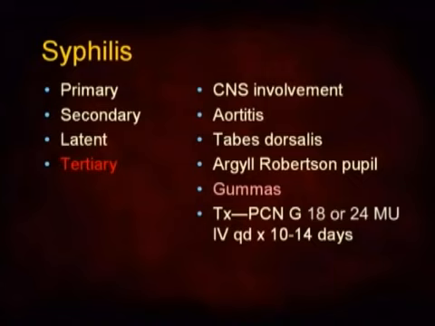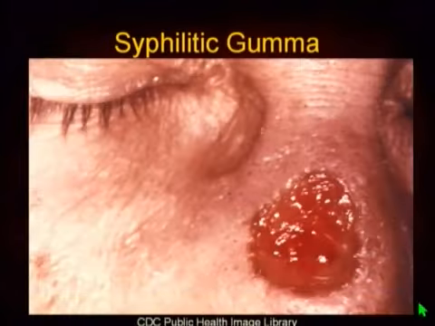And then finally tertiary syphilis, which can have involvement of many different organ systems, particularly CNS involvement. Patients have tabes dorsalis, which remember is a demyelinating disorder which results in neuropathy and can ultimately result in paralysis. You remember the Argyll-Robertson pupil, which is that prostitute's pupil that accommodates but doesn't react. The gummas, or destructive places in the skin, I'll show you some examples of those. And then that should be 18 or 24 million units of penicillin.